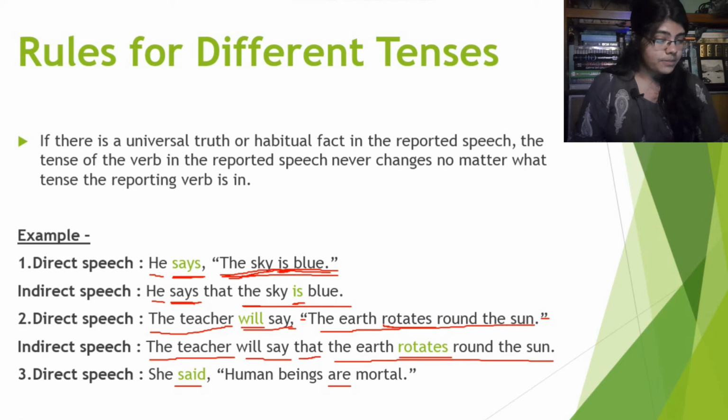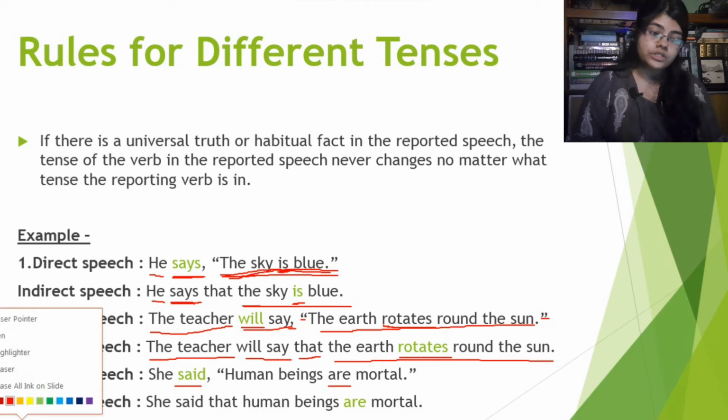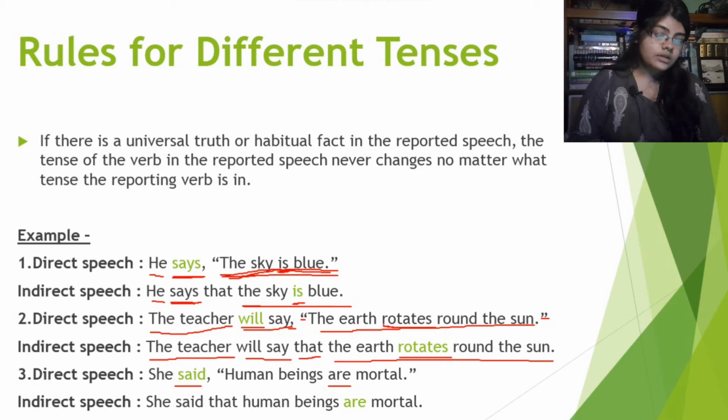But here, what happened is, in the indirect speech, we can see that she said that human beings are mortal. Here, the verb of the reported speech did not change into past tense. We use the verb "are" exactly how it is. See what happened here? "She said," comma is replaced by "that." Inverted commas are not present. "Human beings are mortal" is exactly how it is here.